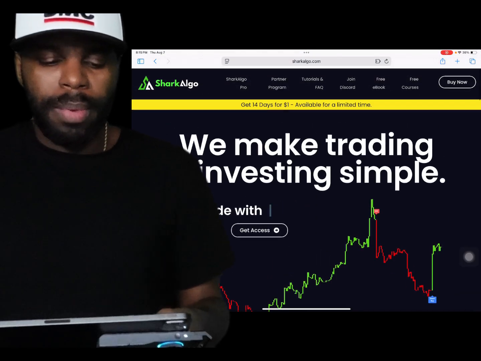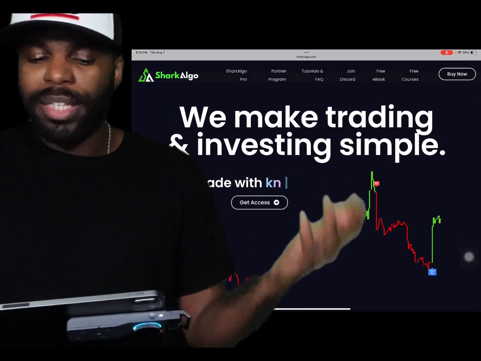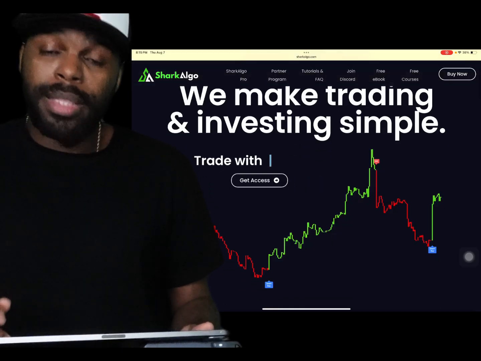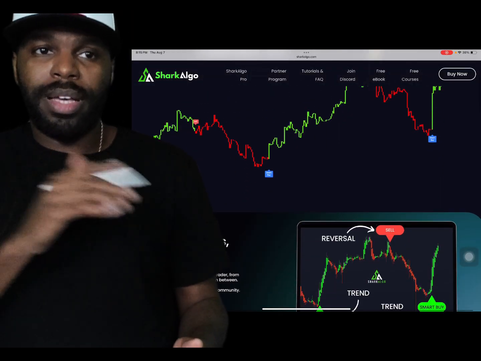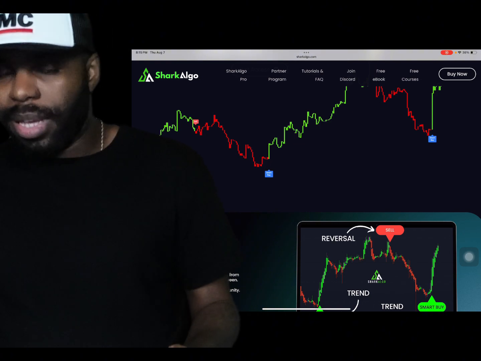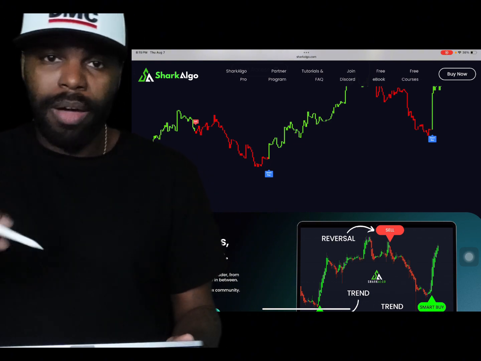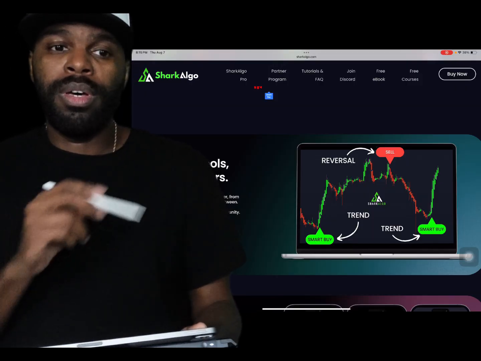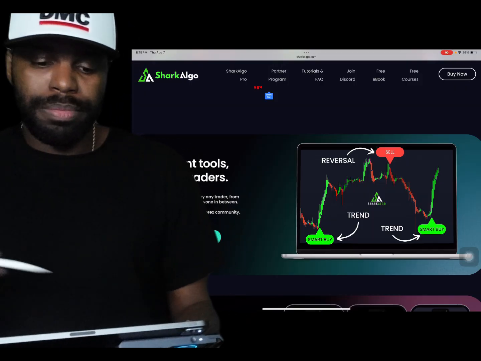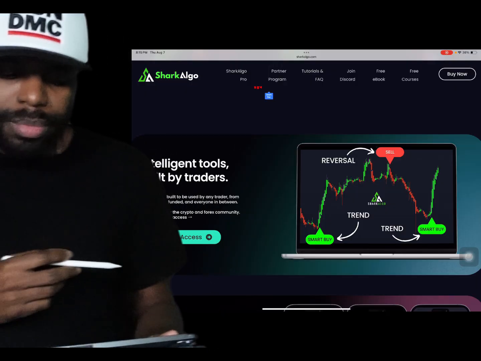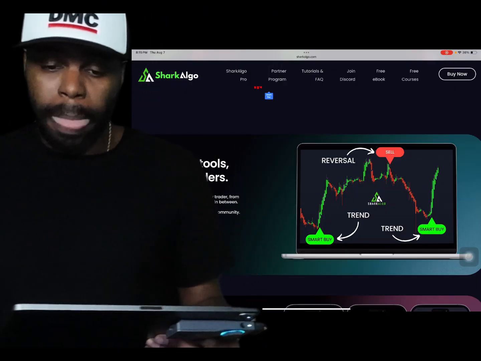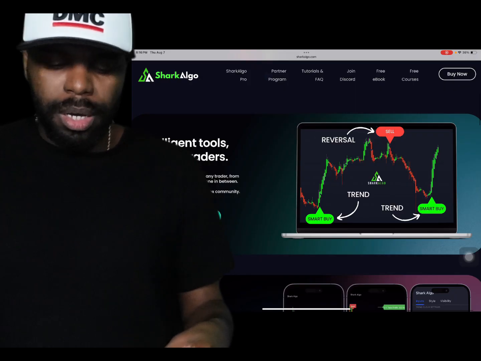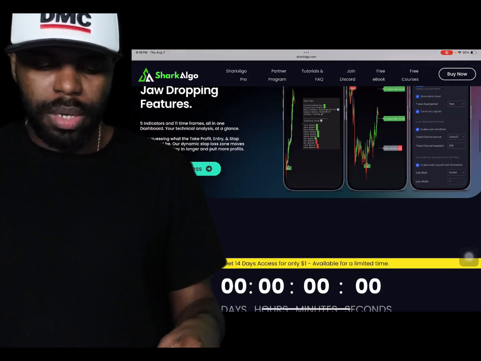As you can see, they say, we make trading and investing simple. And I think they're right, because like I said, I've been looking at the indicator, looking at the past and seeing how it's been calling out the signals, and the signals that they've been calling out on this indicator have been amazing. It's been amazing. As you can see, they have different tools here.